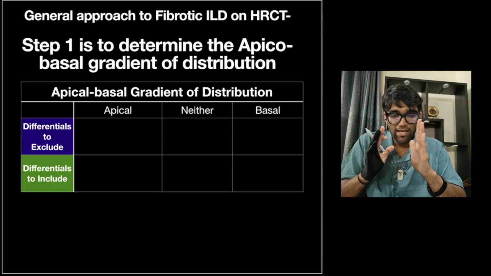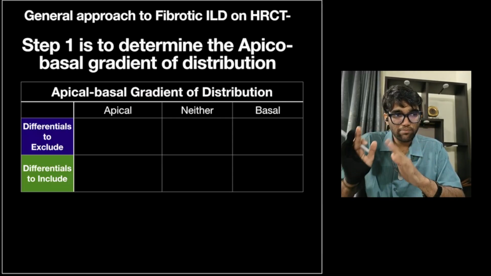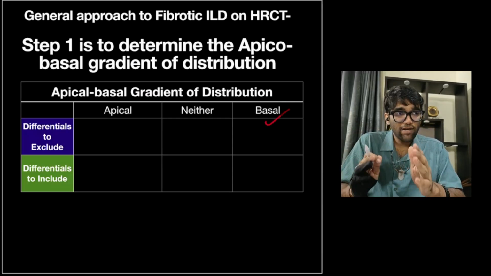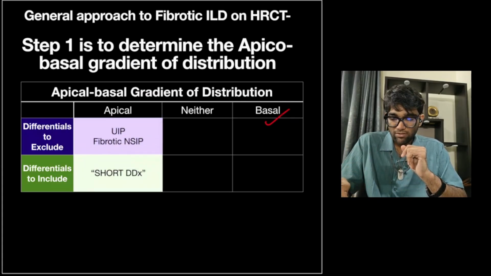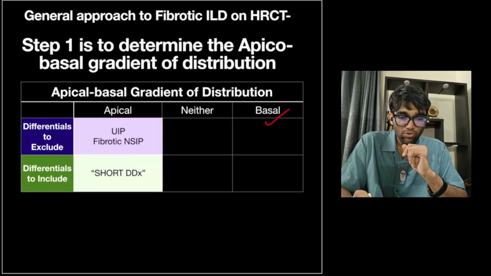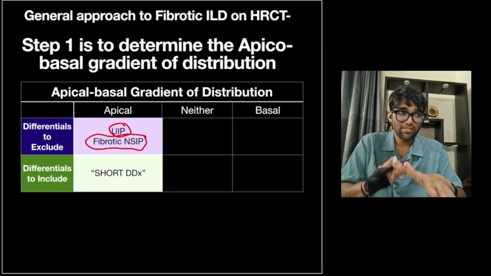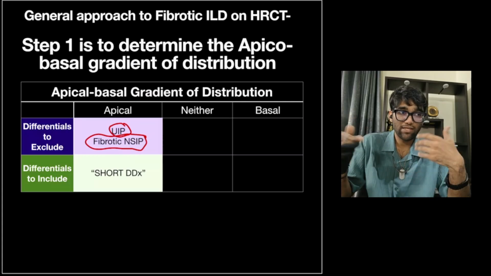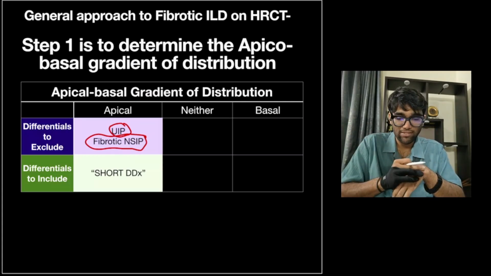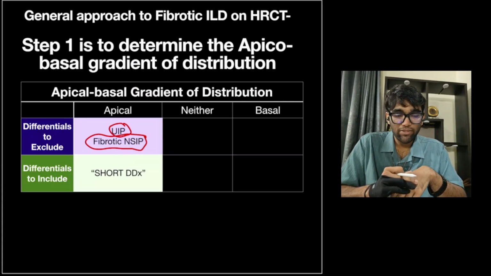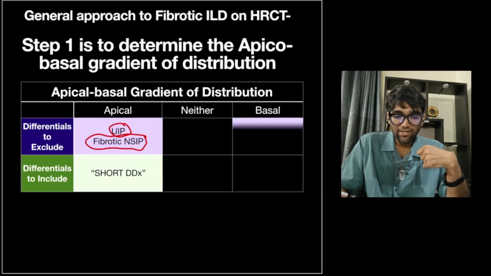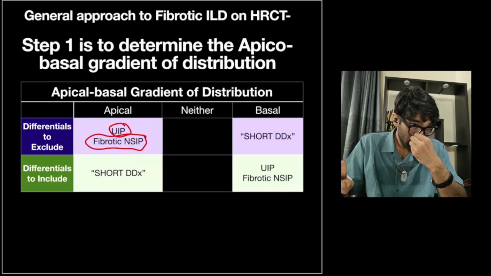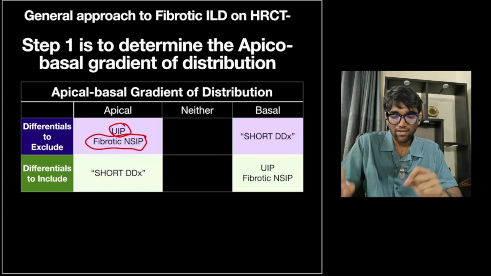One is that there is apical predominance. Second is that there is basal predominance. Third is that there is no significant predominance. So if there is apical predominance, then I can essentially rule out UIP, and I can rule out fibrotic NSIP. Again, the base of the lung has 16 times the blood flow compared to the apex, so NSIP is far more common in the base. So when you have a pathology that is affecting only the lung apices, then the diagnosis is a very short differential diagnosis, and we'll just come to that shortly.